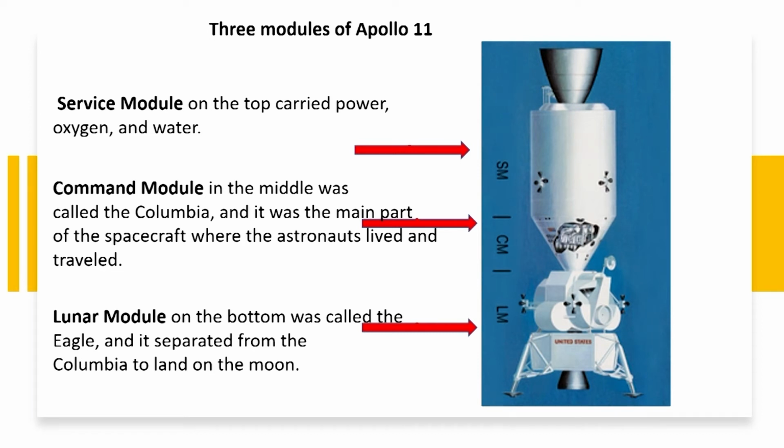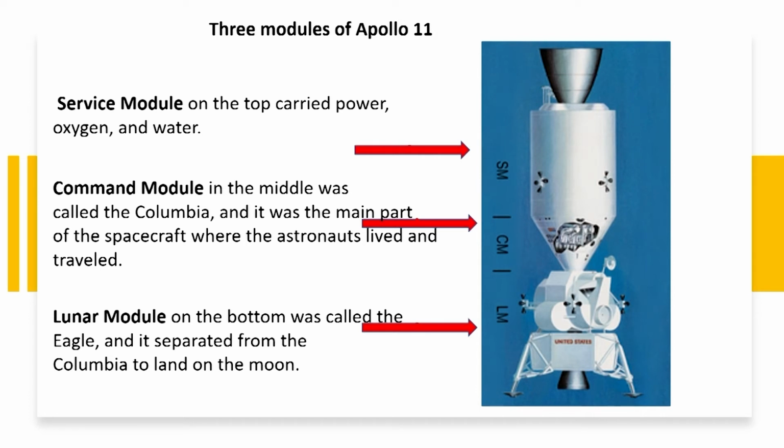So there were 3 parts. Let's say them one more time. The service module, the command module, and the lunar module. So now you know, if you ever travel to space, what you might be living and working in.